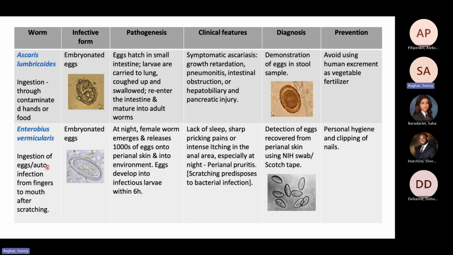And so when you have that, the way it infects is that the female worm is going to emerge, see right here, on the perianal skin. So literally on the perianal skin of the anus, the butt, we're going to see thousands of these eggs, right? And then these eggs are going to develop into infectious larvae within 6 hours.